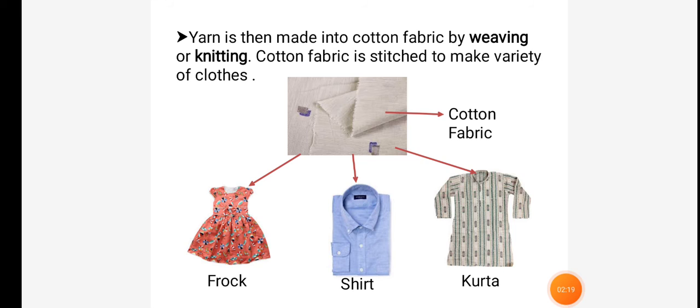Yarn is then made into cotton fabric by weaving or knitting. And what is weaving and knitting we will discuss in our next video. Cotton fabric is stitched to make a variety of cotton cloths. As you can see in this picture, from this cotton fabric we can make different types of cotton dresses like frock, shirt, kurti, etc.